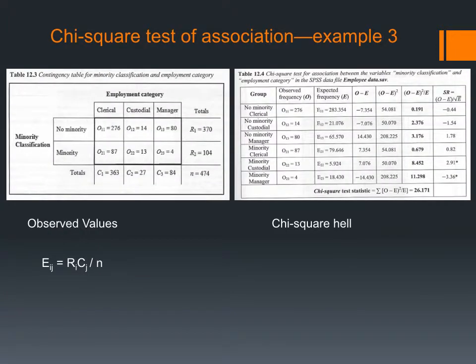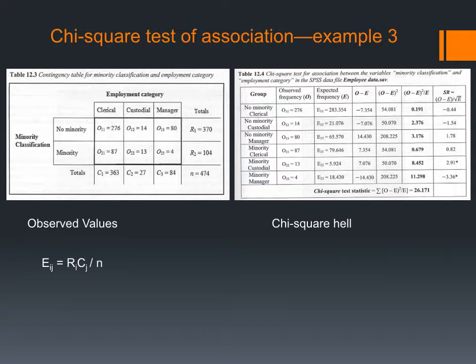Now we're going to go over a chi-square test of association. Recall that a chi-square test of association looks at the relationship between two categorical variables. In this case, I want to see if there's a relationship between ethnicity and employment category. And I have 3 employment categories in this example: clerical, custodial, and manager.